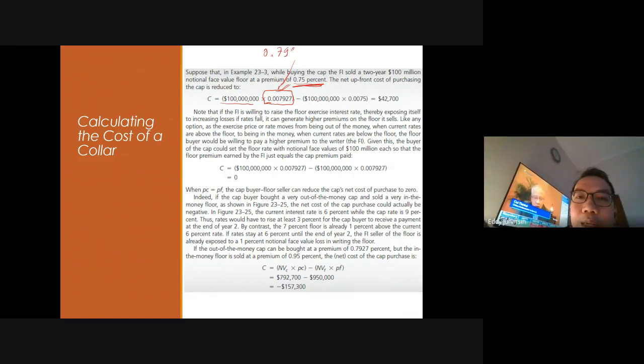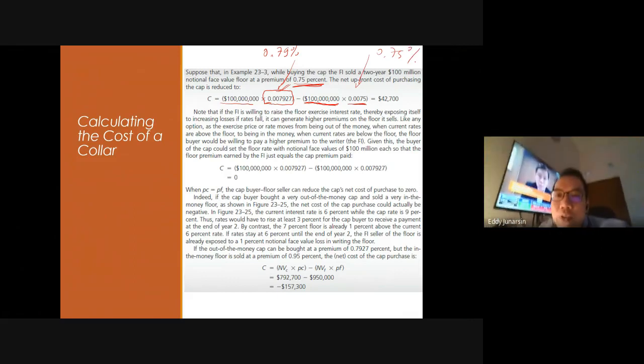0.79 percent. And simultaneously, you sell the floor. So you sell the floor, right? You take a short put, essentially. So you sell the floor with the same notional value or the same contract size, and the premium that you get is 0.75% of the notional value or of the contract size.